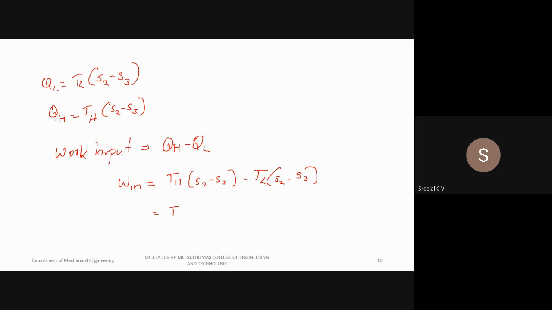Okay. And then the formula TH minus TL equal to S2 minus S3. So we are getting a formula for one. Okay. So we know that the coefficient of performance is the desired effect by work input.